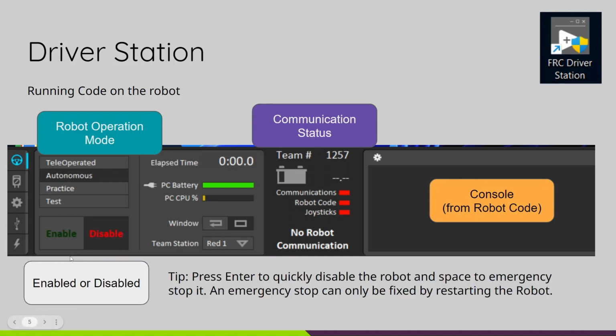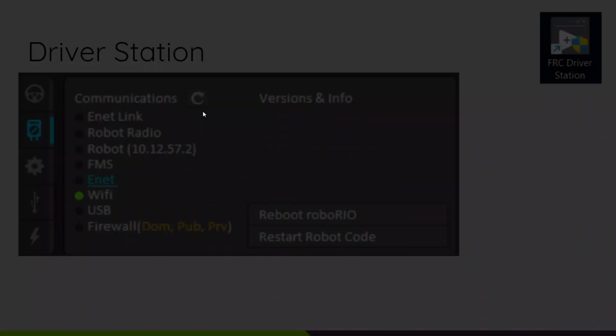And another important point is that you can enable or disable the robot here. So when the robot is enabled, it's on. And if you want to quickly disable the robot so it doesn't hurt anybody, you should press the enter key on the laptop. In case of emergency, if you can't press the enter key, you should press the space bar. This will emergency stop it, and it's much harder to revert an emergency stop.